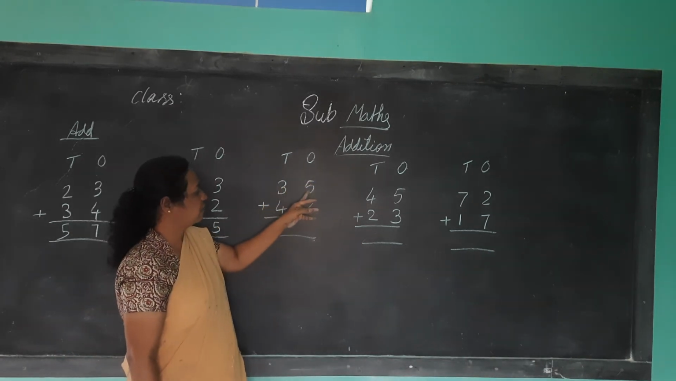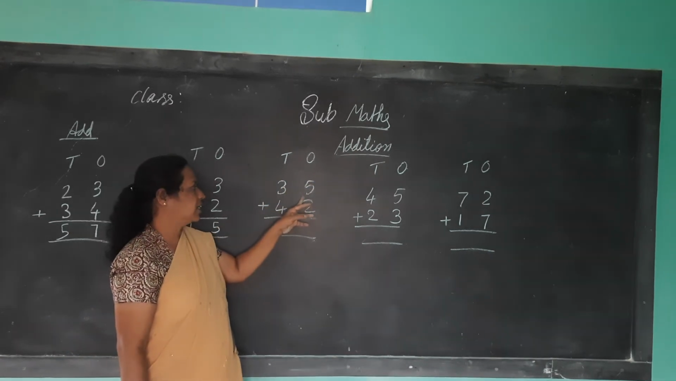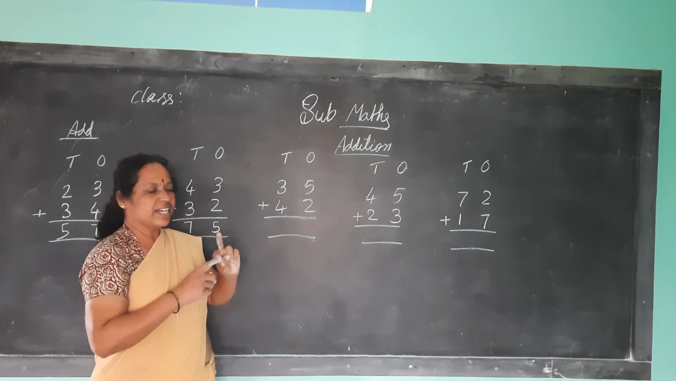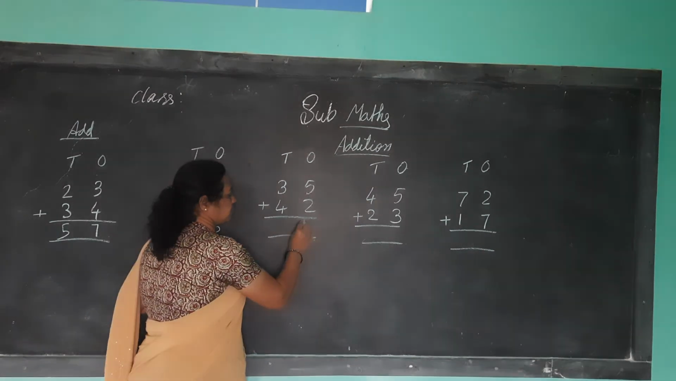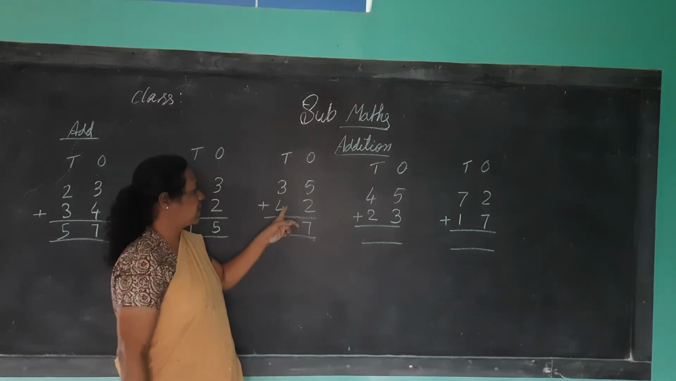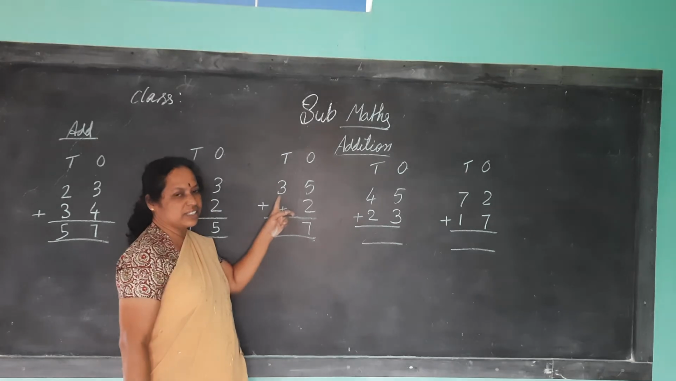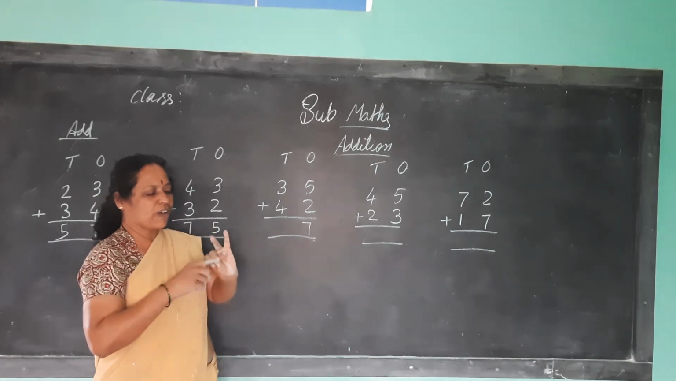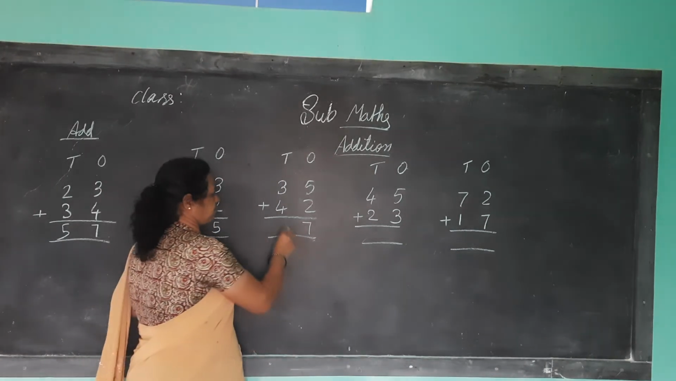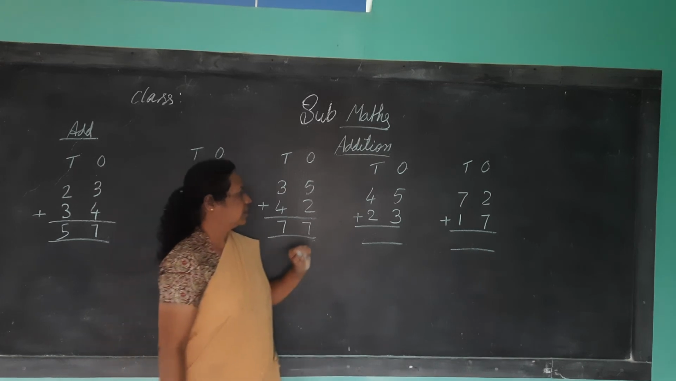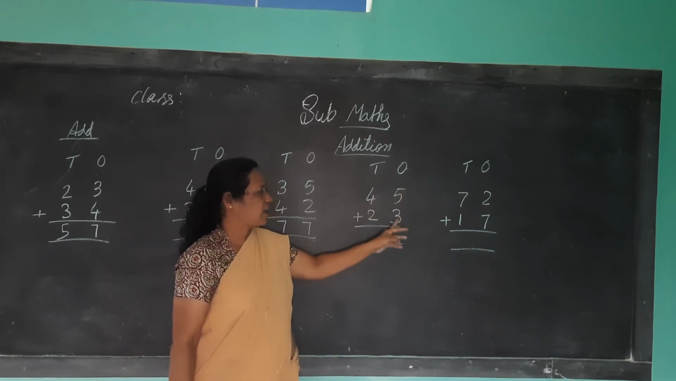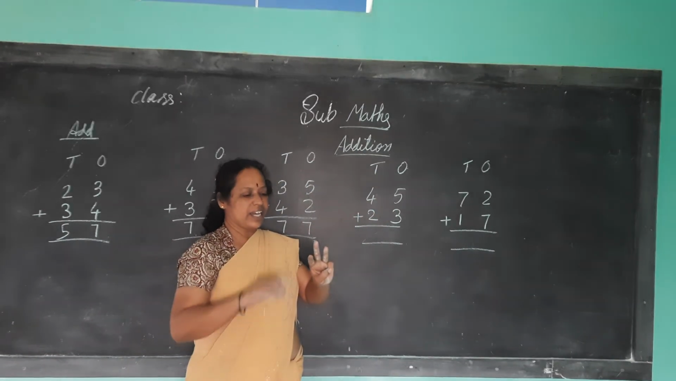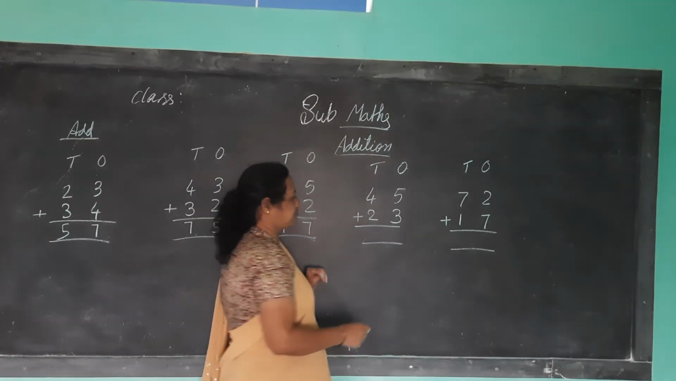In the ones place what numbers are there? 5 and 2. You keep one number in the mind. 5 in the mind, 2 on the finger. After 5: 6, 7. In the tens place, 3 and 4. 3 plus 4. That is 3 in the mind, 4 on the finger. After 3: 4, 5, 6, 7. Next, here the ones place is what? 5 and 3. 5 in the mind, 3 on the finger. After 5: 6, 7, 8.